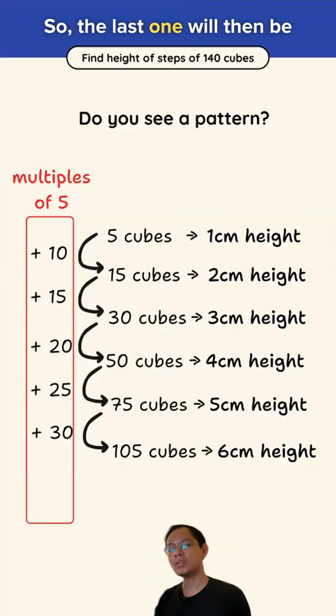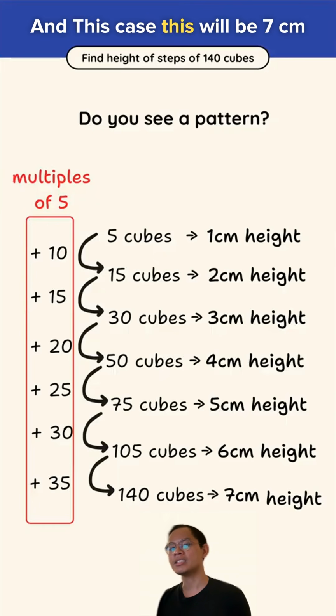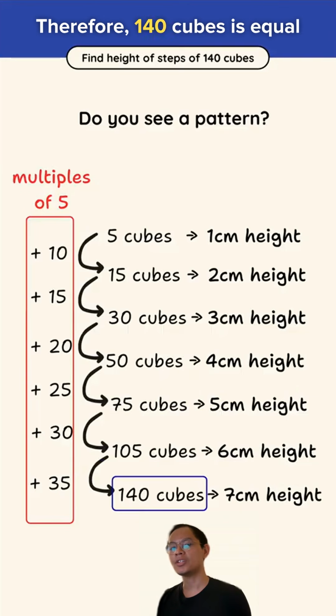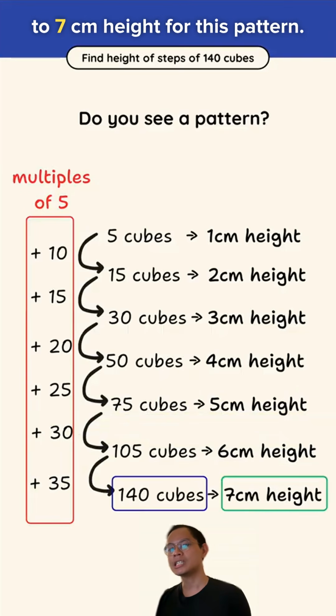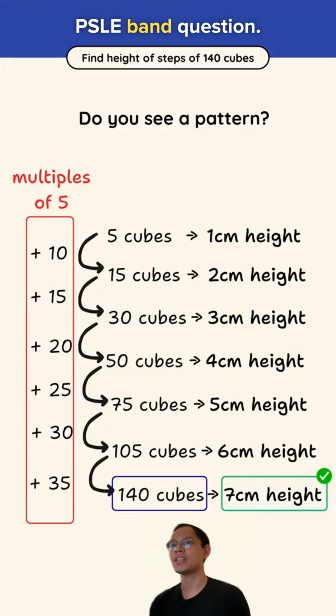So the last one will be plus 35, and 105 plus 35 is 140. In this case, this will be 7 centimeters high. Therefore, 140 cubes is equal to 7 centimeter height for this pattern. And that is how you solve this PSLE math question.